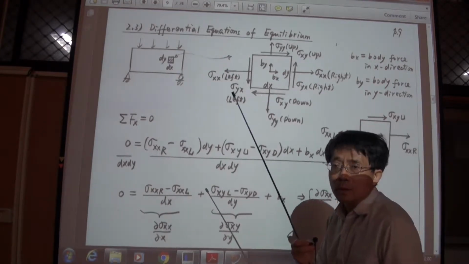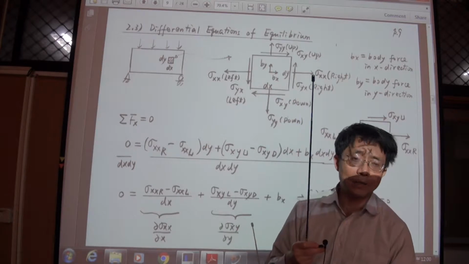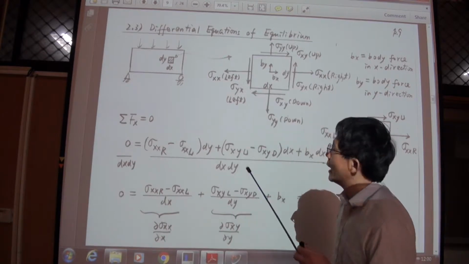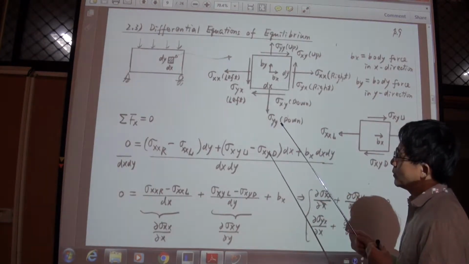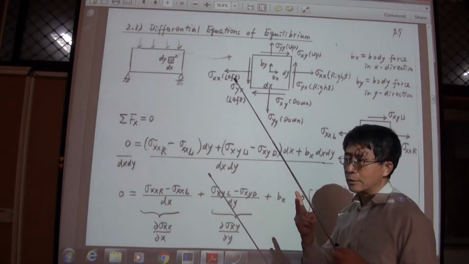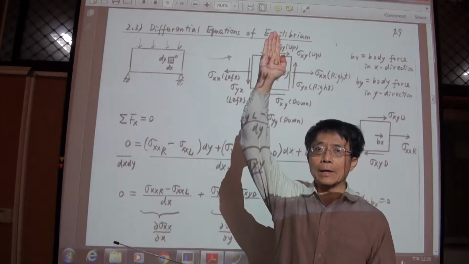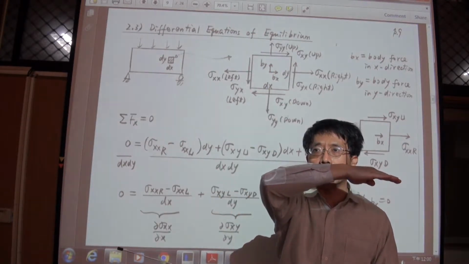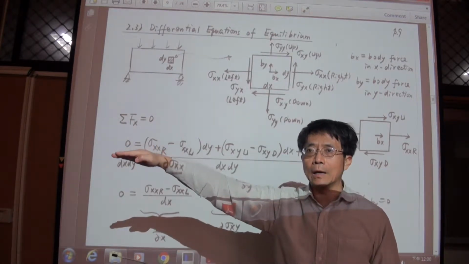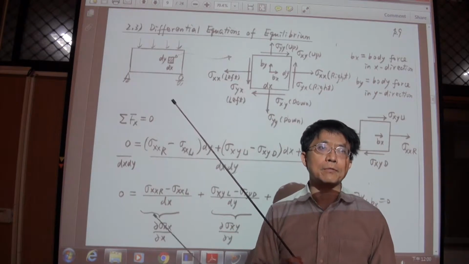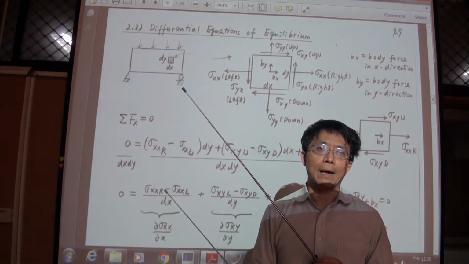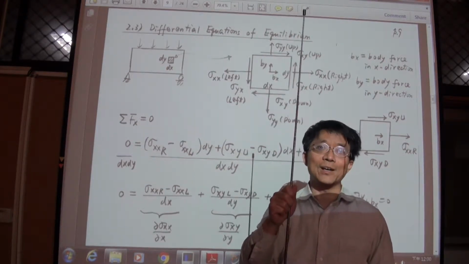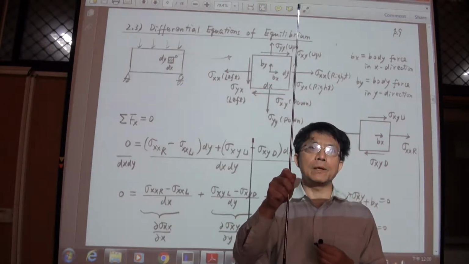Now, these stress components and the body force components will be in the equilibrium state. Now there are two states. One is the equilibrium state in the vertical direction. Another one is the equilibrium state in the horizontal direction. To simplify our job, we just consider one by one. I consider the horizontal equilibrium, and then you consider the vertical equilibrium equation.